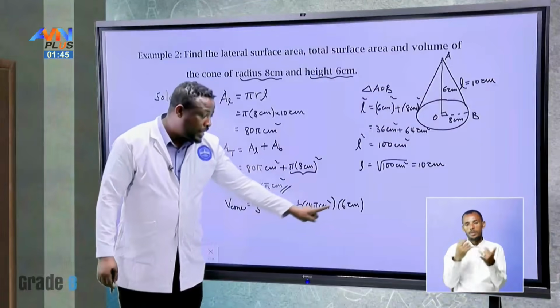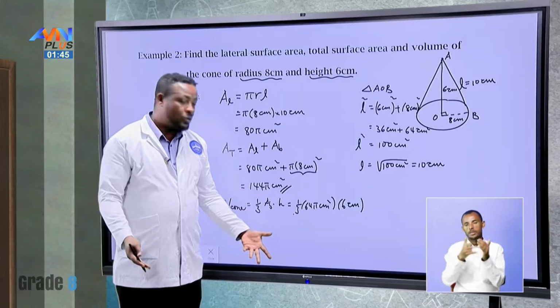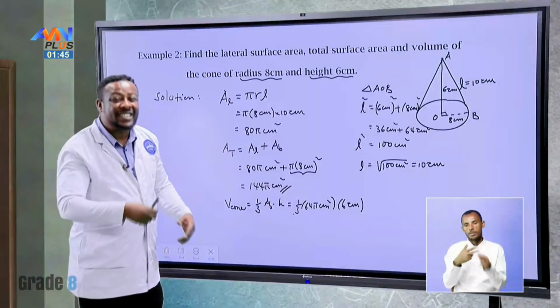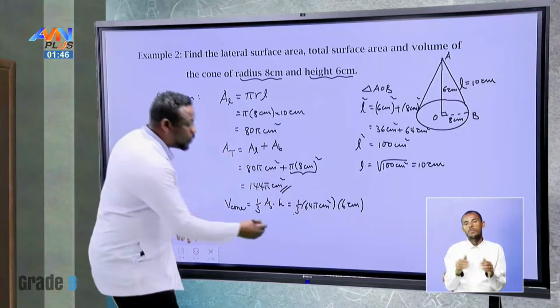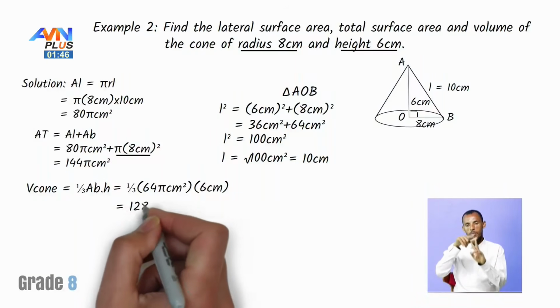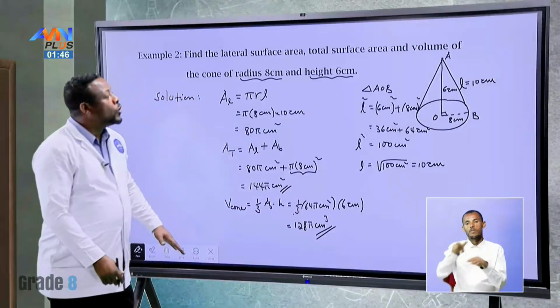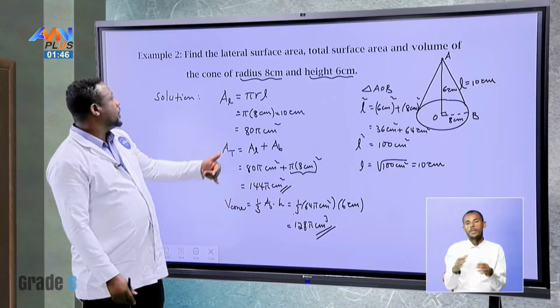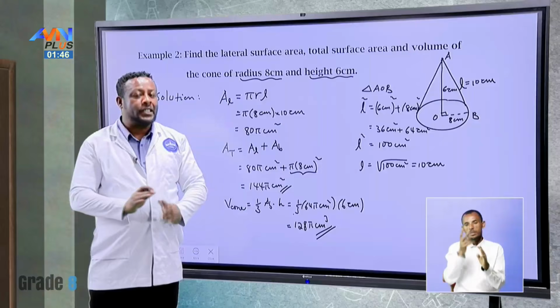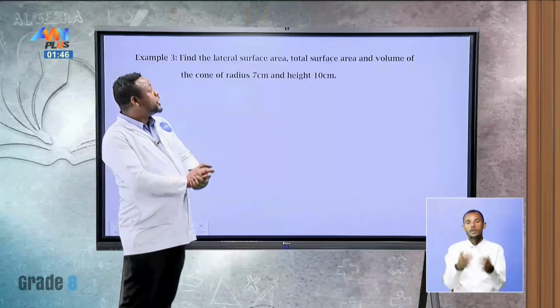Now you can multiply 6 by 1/3, it becomes 2. 2 times 64 pi becomes 128 pi centimeter cube. This is the volume of the cone. Now let's see the next example. Now let's go to the third example.